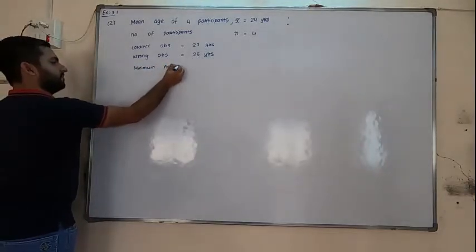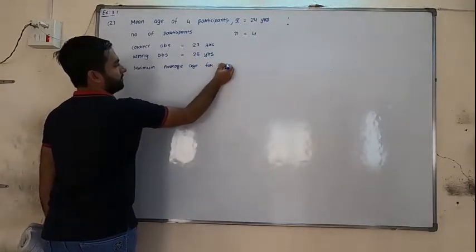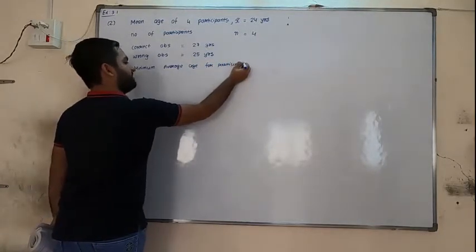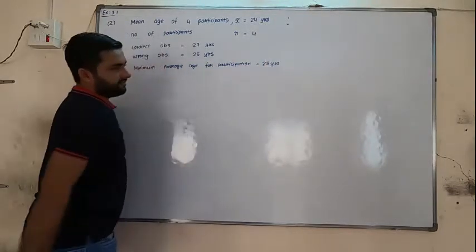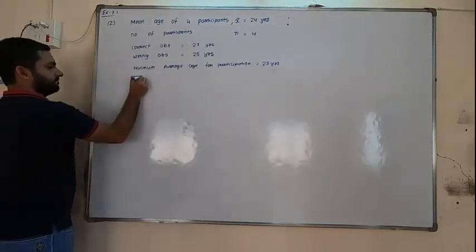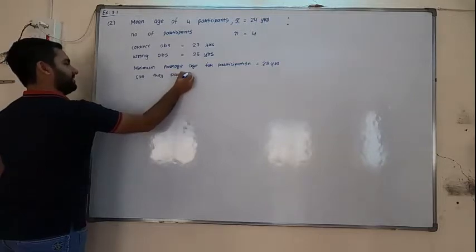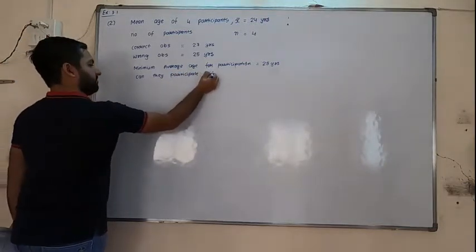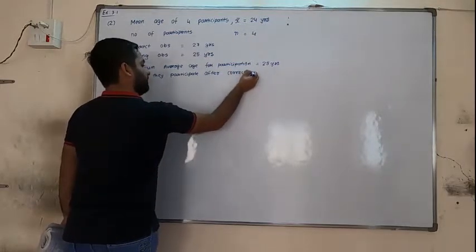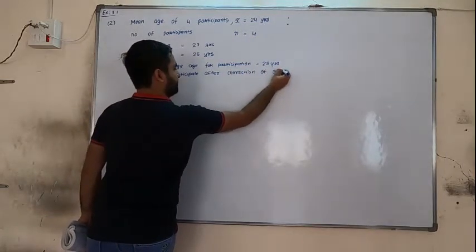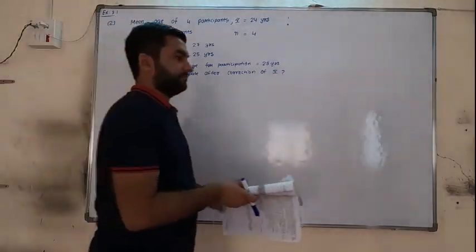Minimum average age for participation is 25 years. This 25 and this 25 are different. Can they participate after correction of x bar? This is the simple interpretation of the question.